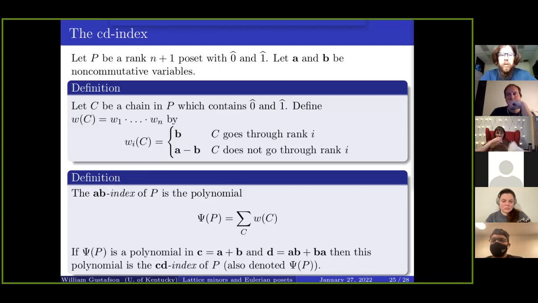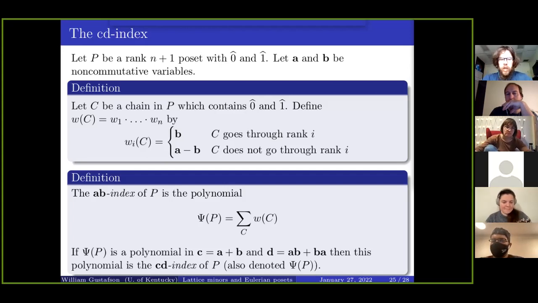So you should think of the CD index as a very compact way to enumerate the chains in the poset. So how restrictive is this? How often can we actually define the CD index? I don't have a great sense of how often, but there's a set of linear equations you get on the flag vectors, or the number of chains going through certain ranks in the poset, which you have to satisfy, called the generalized Dehn-Sommerville equations.